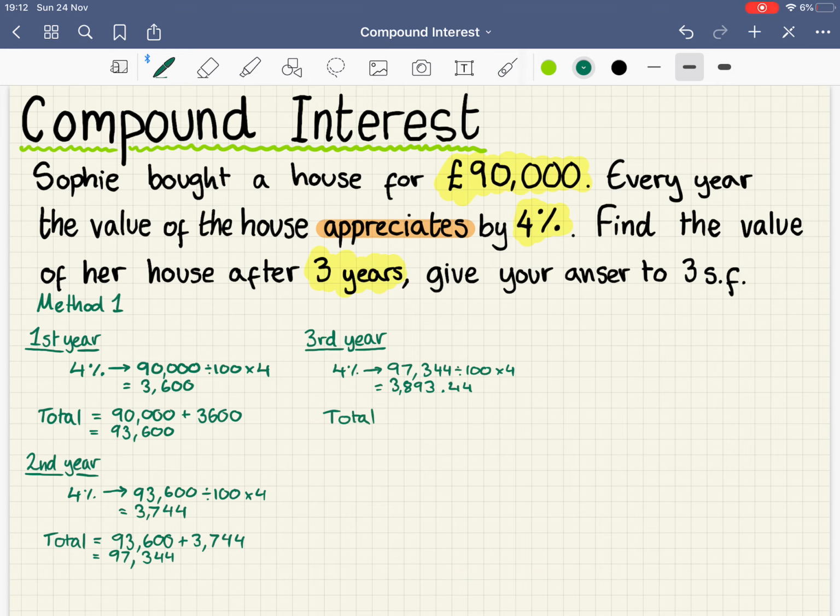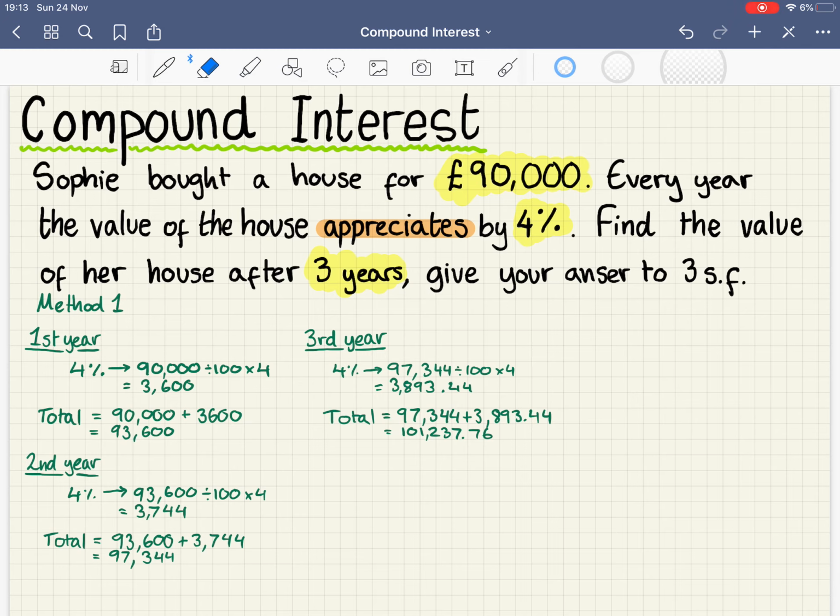Again, finding that total amount: 97,344, adding the 3,893.44 to give you 101,237.76.